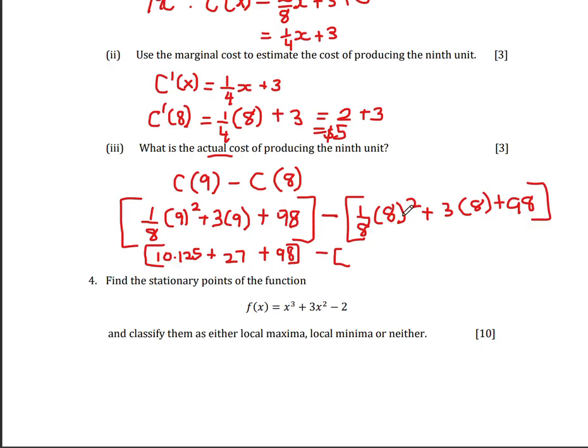We're going to evaluate the square of 8, the bracketed expression, first again. 8 squared is going to give us 64, and then 64 divided by 8 is going to be 8. So this is going to be 8 plus 3 multiplied by 8, which gives us 24, and this is plus 98. So now we're going to simplify both of these, and then we're going to subtract. So 10.125 plus 27 plus 98 gives us 135.125.